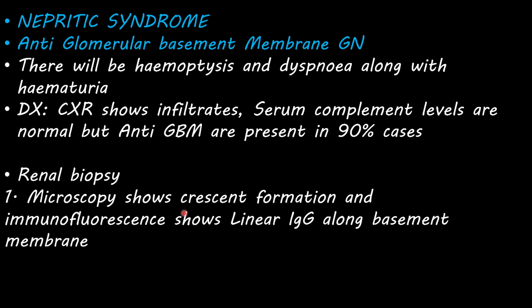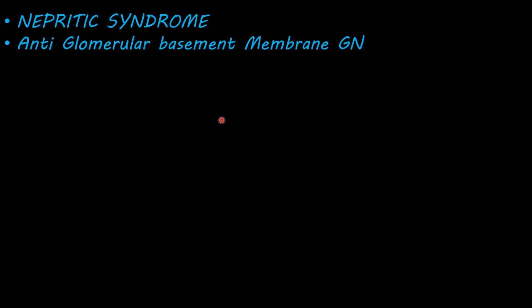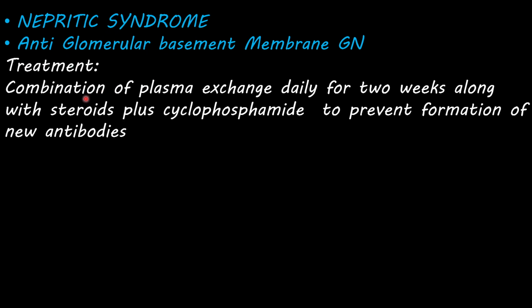Renal biopsy light microscopy will show crescent formation, while immunofluorescence will show linear deposit of IgG immunoglobulin along the basement membrane. Now, treatment: plasma exchange is done daily for 2 weeks along with steroid and cyclophosphamide to prevent formation of new antibodies.